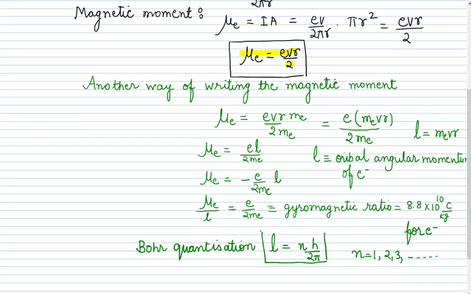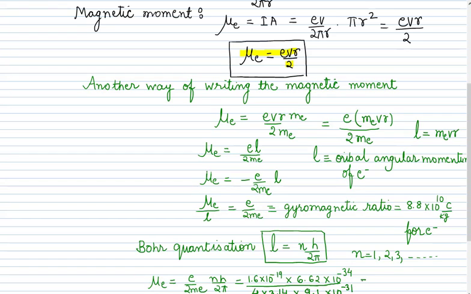So if you put this Bohr quantization into this gyromagnetic ratio, then you will have mu E is equal to E upon 2me from this formula, and the value of L you can put as nh upon 2 pi. So now put all the values. The charge on electron is 1.6 into 10 to the power minus 19 coulomb. The value of h, that is Planck's constant, is 6.62 into 10 to the power minus 34. And then 2 and 2 pi will become 4 pi, so 4 into 3.14. And the mass of electron is 9.1 into 10 to the power minus 31 kilogram.